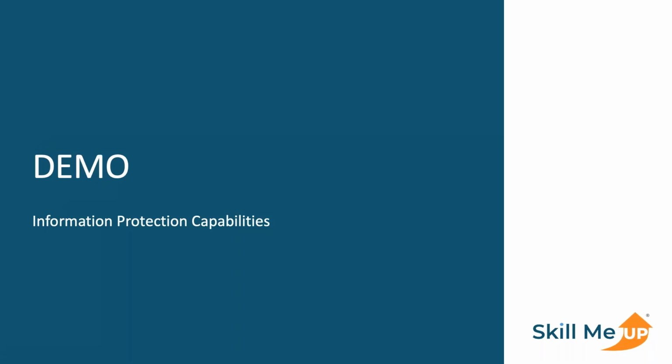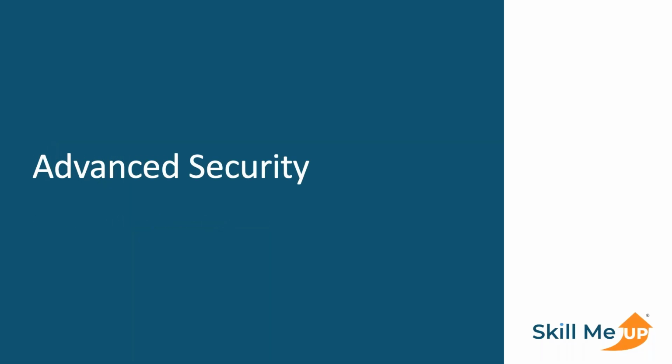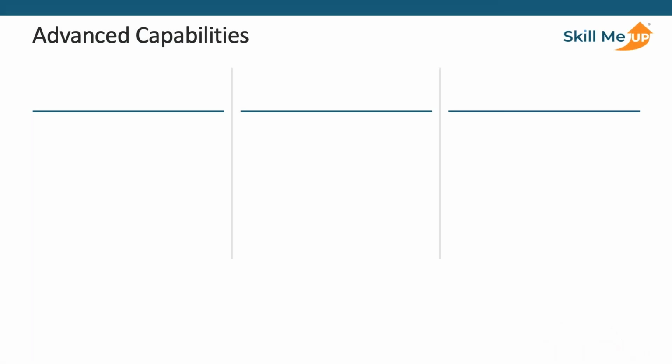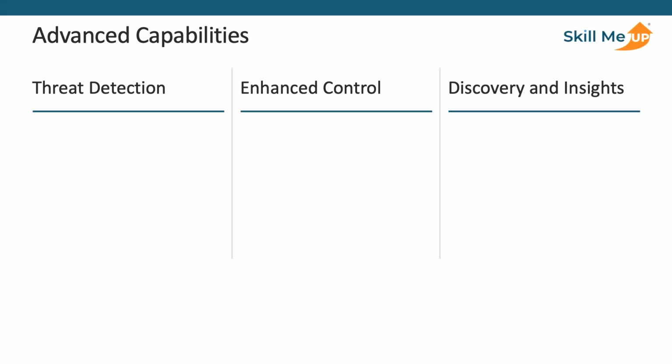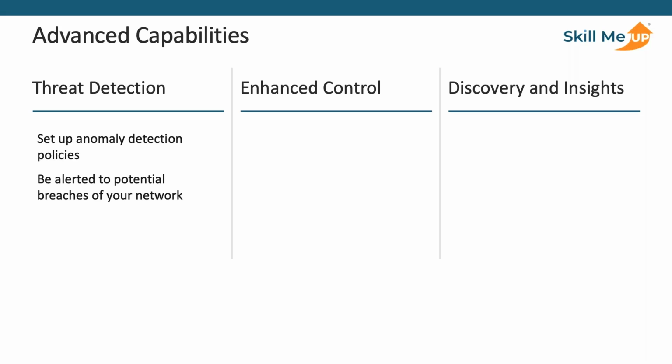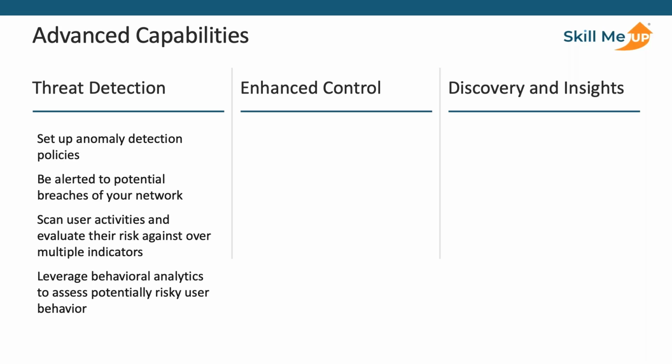Okay, so let's go to advanced security. Our last area to focus on. My advanced security capabilities are really focused on three areas: threat detection, enhanced control, and then discovery and insights. Within threat detection, we can set up anomaly detection policies.